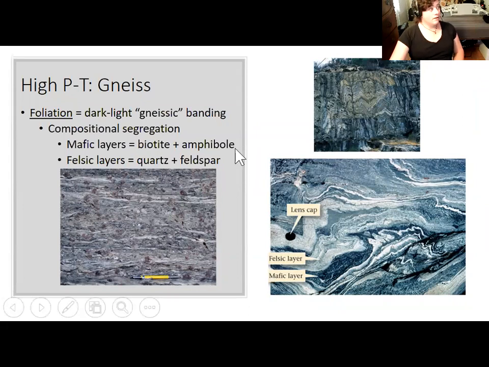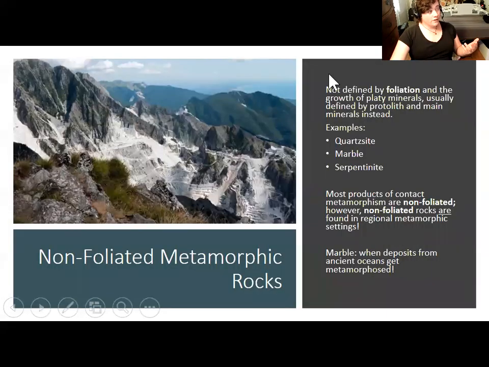Not all metamorphic rocks are foliated. In general, non-foliated metamorphic rocks are going to be defined by the main mineral inside of them, like quartzite being defined by quartz, or marble being made of calcite. And in general, rocks produced by contact metamorphism are not going to be foliated, because you need high pressures to generate foliation, and contact metamorphism doesn't usually involve much in the way of a pressure change.